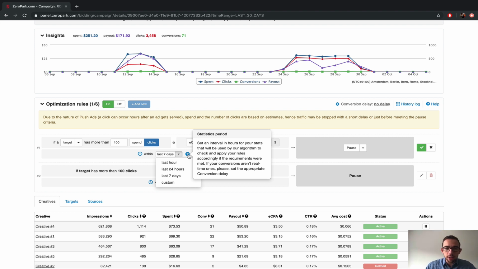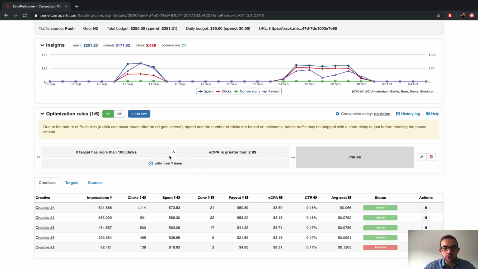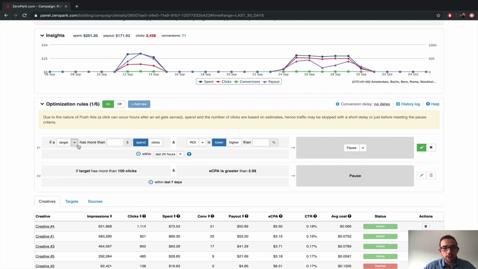The statistics period sets an interval of hours. That's the general information, but this one we do not use. You can make up to 6 optimization rules. You can do it per source. Can we then use different outcomes, or is the outcome always pause? I haven't played around with this much myself, but obviously this is extremely powerful.